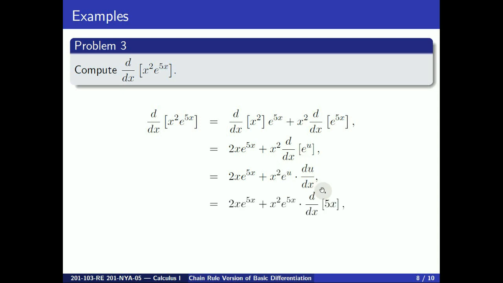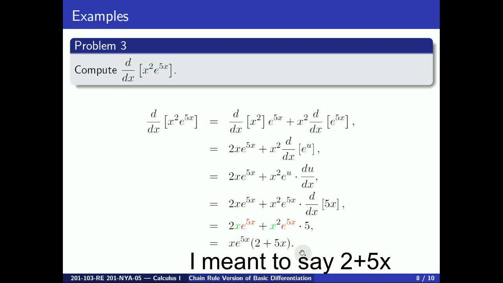Replacing u by 5x, we get e to the 5x times the derivative of 5x with respect to x, and that gives us 5. So overall, we get a derivative for the initial product of 2x times e to the 5x plus x squared times e to the 5x times 5. So you'll recognize that e to the 5x times 5 is what we obtain by using the chain rule to differentiate e to the 5x. Factoring a common factor, we finally obtain x e to the 5x times 2x plus 5.